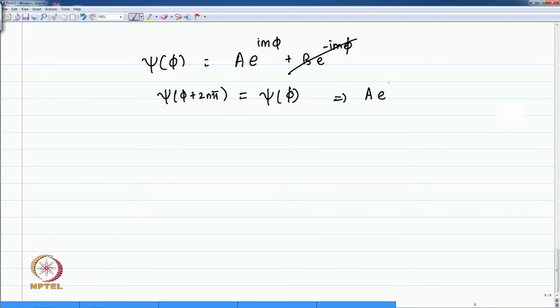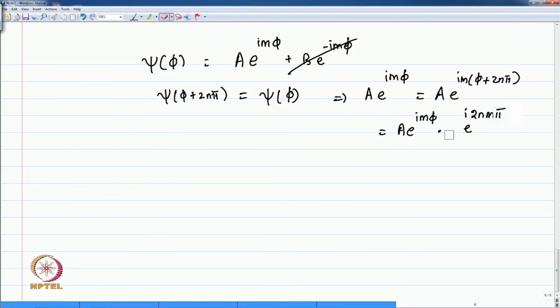Therefore, you remember A e to the Im phi should also be equal to A e to the Im phi plus 2n pi. Therefore, what is this? A exponential I m phi times exponential 2n m I pi. Sorry, there is no A. A is already there.